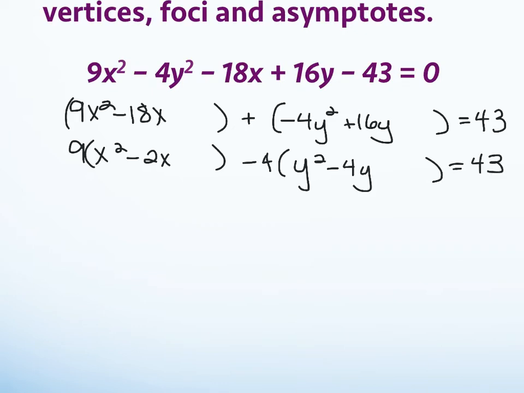Then I take my second term, divide it by 2, and square it. So 2 divided by 2 is 1. 1 squared is 1. I add that here. Before I add it to the other side, I have to multiply it times that 9. So I'm going to add 9.